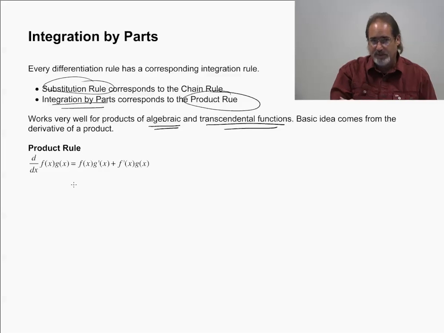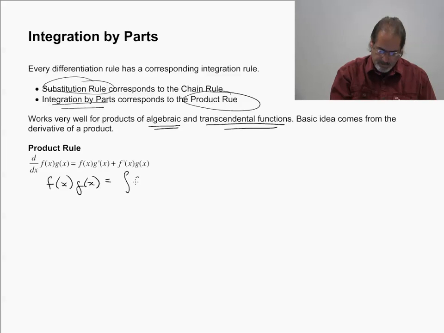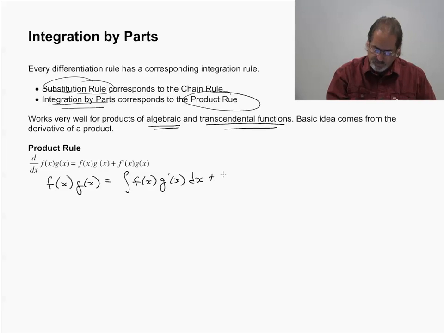Now, if I integrate both sides, on the left-hand side, I will simply have f of x times g of x is equal to the integral of f of x times g prime of x dx. I'm going to split this up into two integrals right away, plus the integral of f prime of x g of x dx.